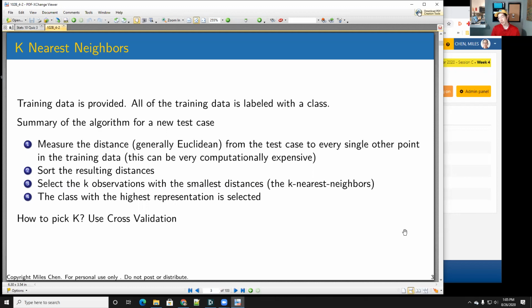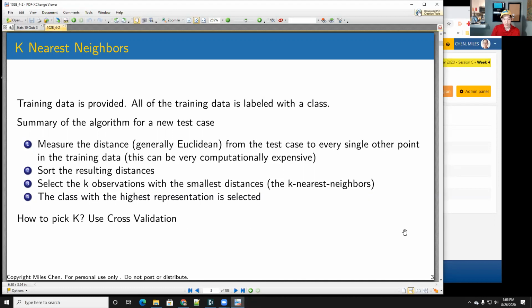And it is for this reason that I would say k-nearest neighbors has fallen out of favor, in that this step is very computationally expensive. Okay, so you have to measure the distance to every single data point you have in the training data. If you have 1 million data points in your training data, this is a computationally expensive step.